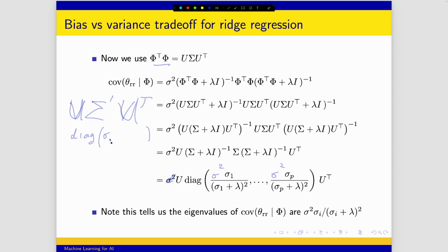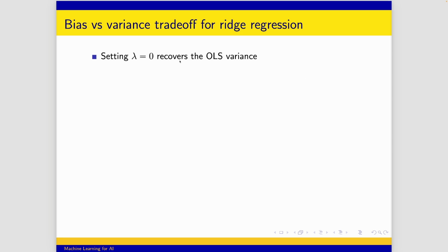So let me call those sigma 1 prime down to sigma p prime. Well, there's your sigma 1 prime and there's your sigma p prime. So all the eigenvalues take this form. They're related to the eigenvalues of this in this way. And the eigenvectors are exactly the eigenvectors of phi transpose phi. But this is not the most important thing that we're interested in.